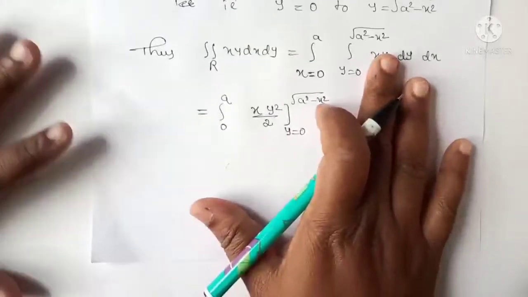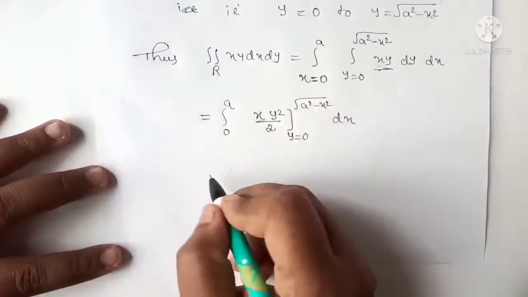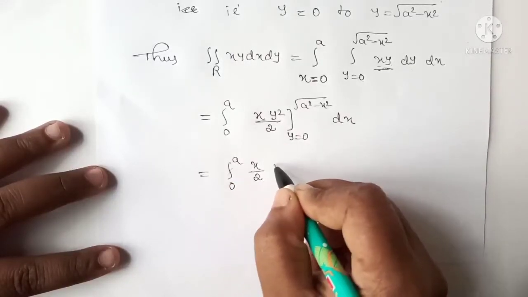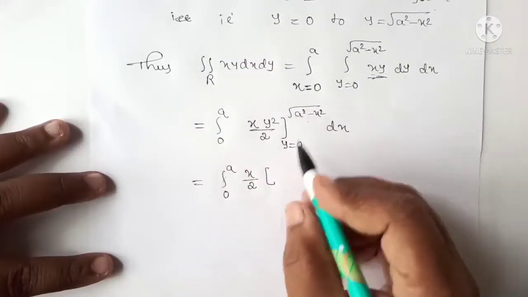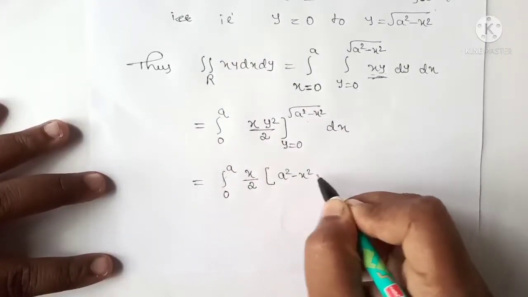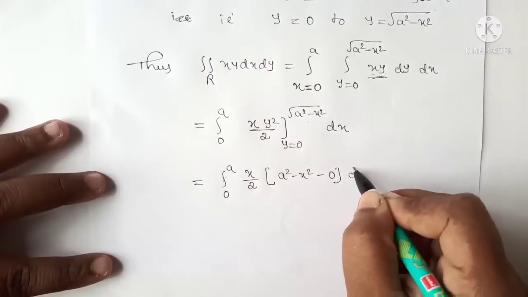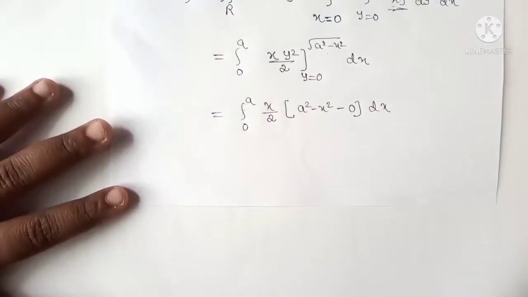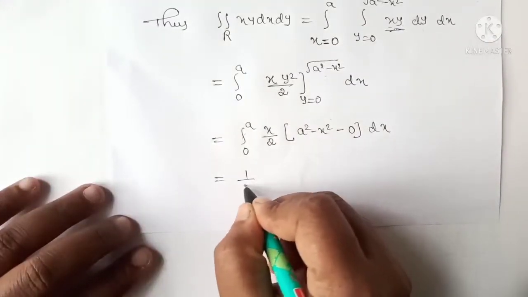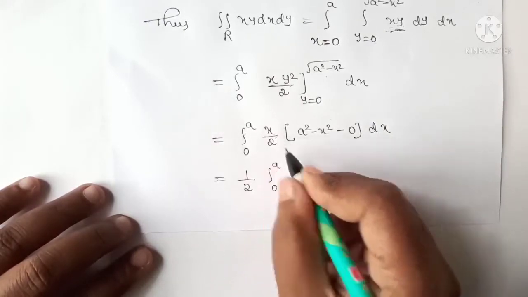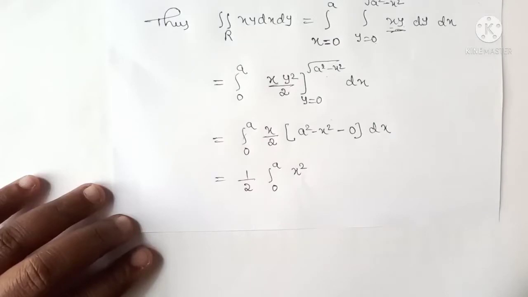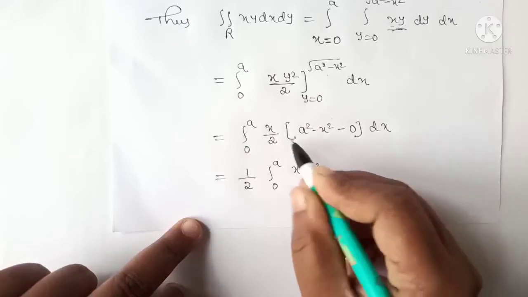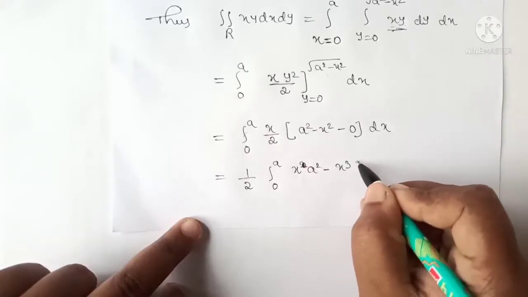Now simplifying this, that is evaluating limits, we get integration 0 to a, x by 2 we take outside. Adding the upper limit, the square and square root cancel, we get a square minus x square, minus the lower limit which is 0, into dx. Now simplifying, 1 by 2 can be taken outside, integration 0 to a, multiplying this x with a square, we get x a square minus x cube into dx.